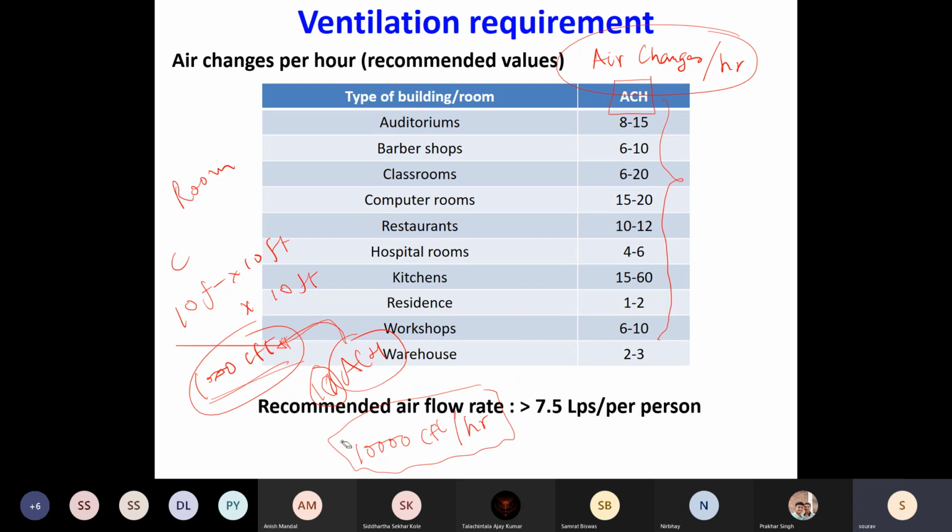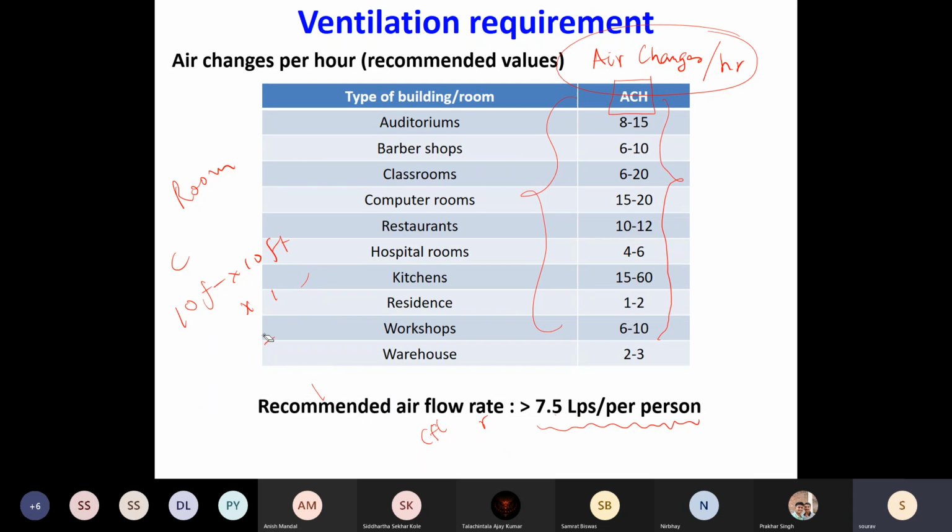Okay, in case you have no idea in which category you lie, one thumb rule is you assume the recommended ventilation is minimum 7.5 liters per second per person. So if you have 10 people, you have 75 liters per second of fresh air entry, which is the recommended value by ASHRAE. And then for your given volume, you can back calculate what is the ACH. Any doubts over here?